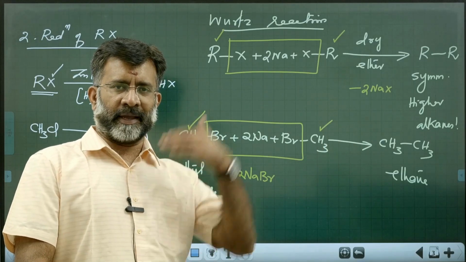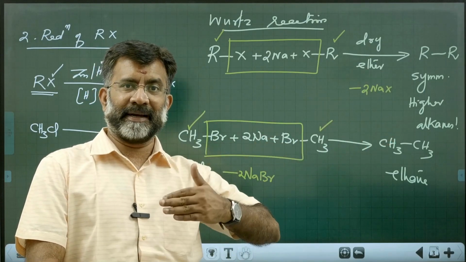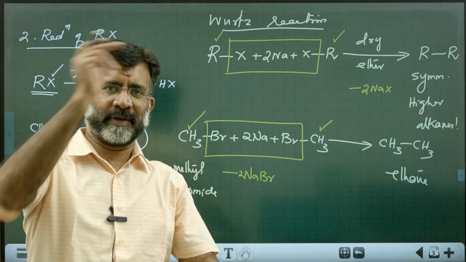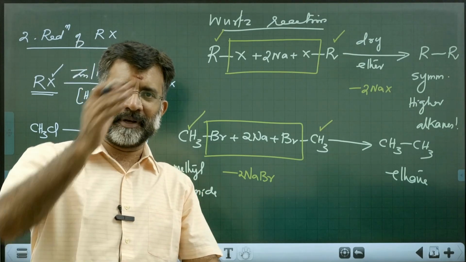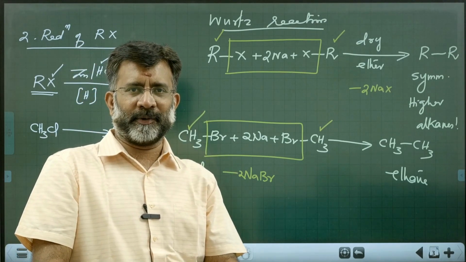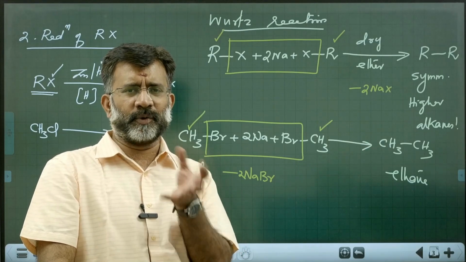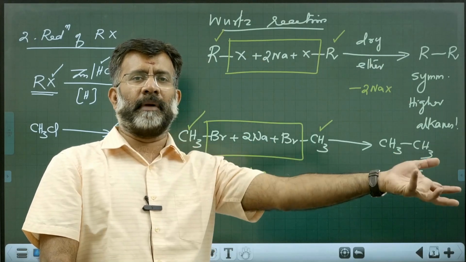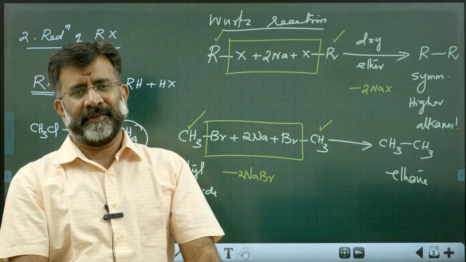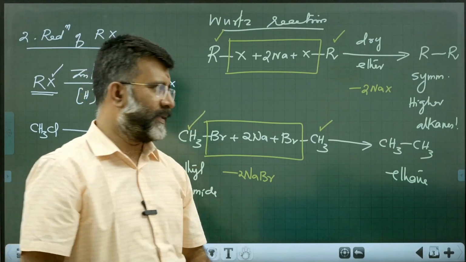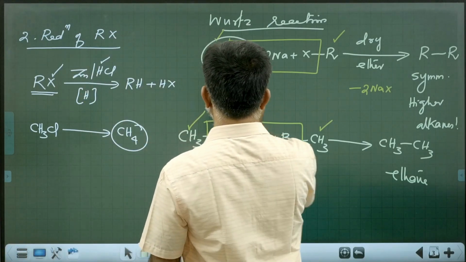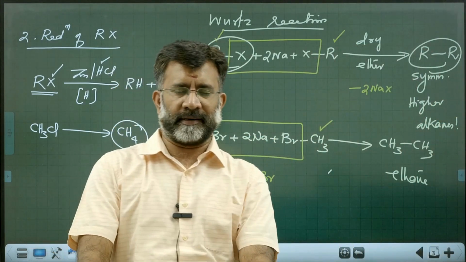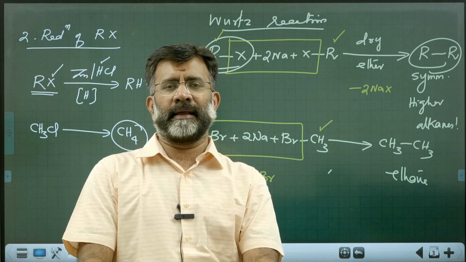Ethyl bromide, you get symmetrical higher butane. So meth, you get ethane. Eth, you get butane. Prop, you get hexane, like that. Whatever you take on the reactant side, the product will be an exact multiple. If you take RX, you get RR. That is the importance of Wood's reaction. It is promoting symmetrical higher alkanes.